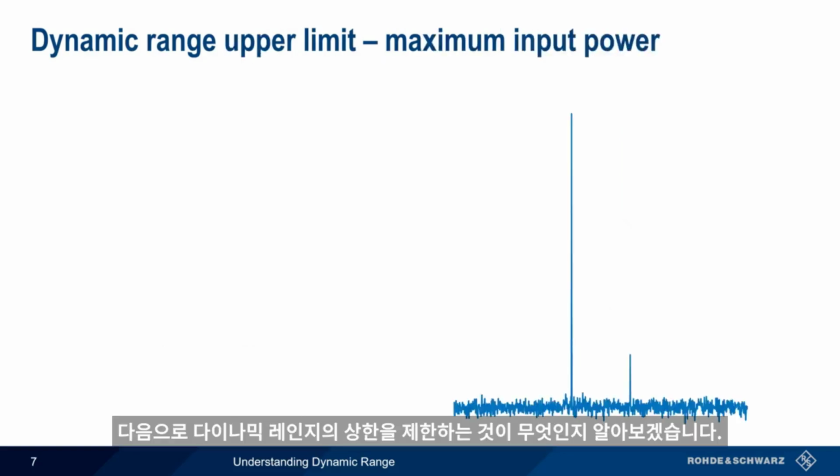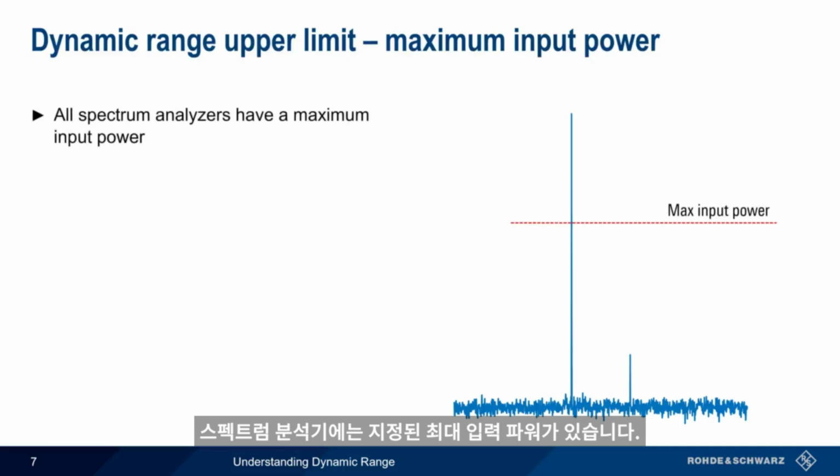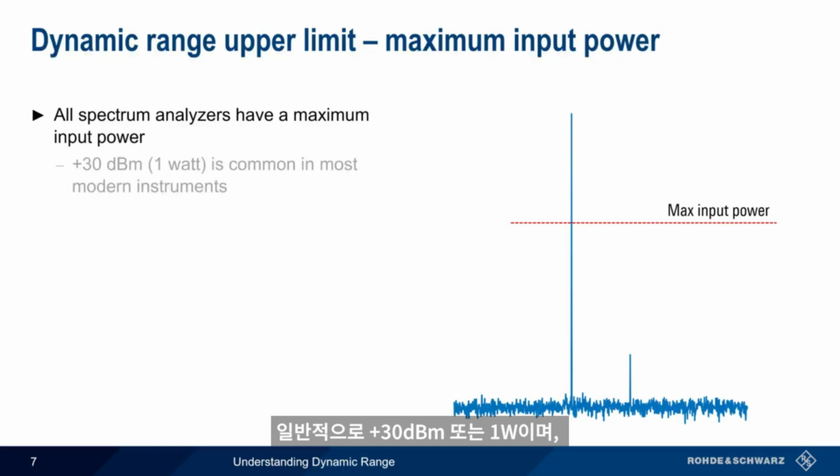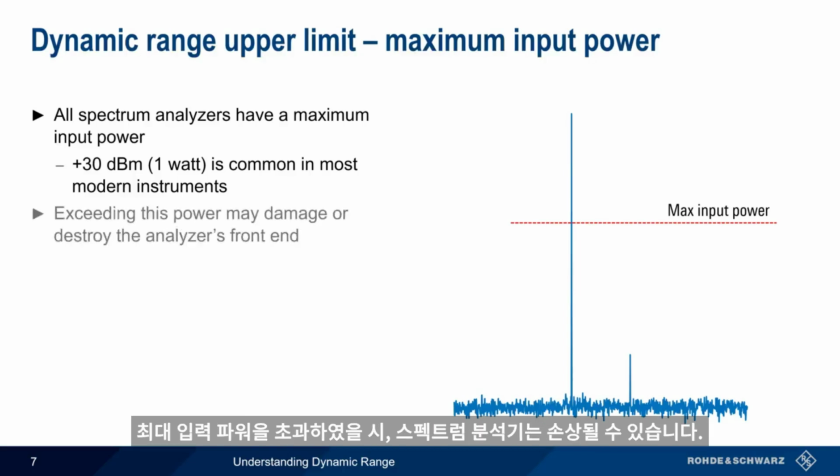Next, let's look at what limits the upper end of dynamic range. All spectrum analyzers have a specified maximum input power. In most modern analyzers, this is plus 30 dBm or 1 watt. This maximum safe input power is usually printed directly next to the input connector itself. If maximum input power is exceeded, the analyzer's front end can be permanently damaged or destroyed.